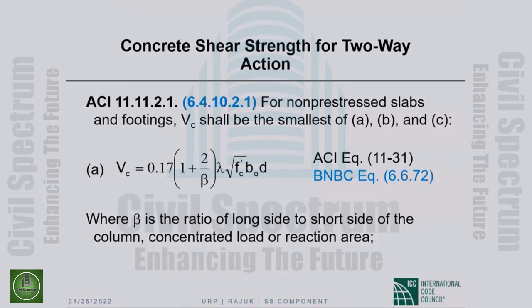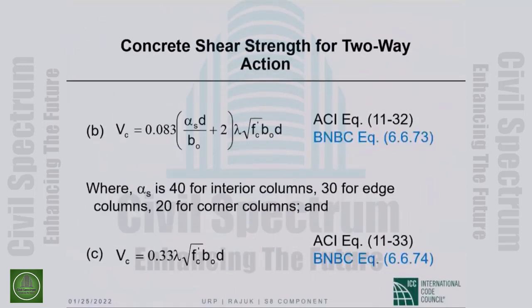Beta is the long side to the short side of the column. The longer dimension to the shorter dimension ratio for the column. Yeah, lambda is the lightweight concrete factor. For normal weight concrete, it's 1. f sub c prime, you know. b sub 0 is the perimeter of the critical section. d is the effective depth. Beta is the ratio of long side to short side of the column, concentrated load or reaction area.